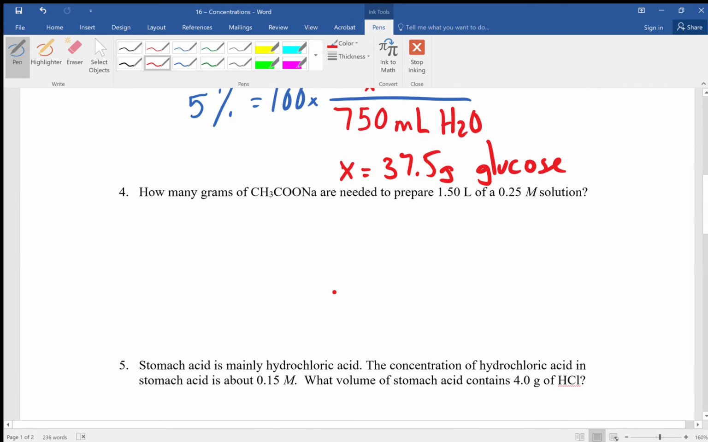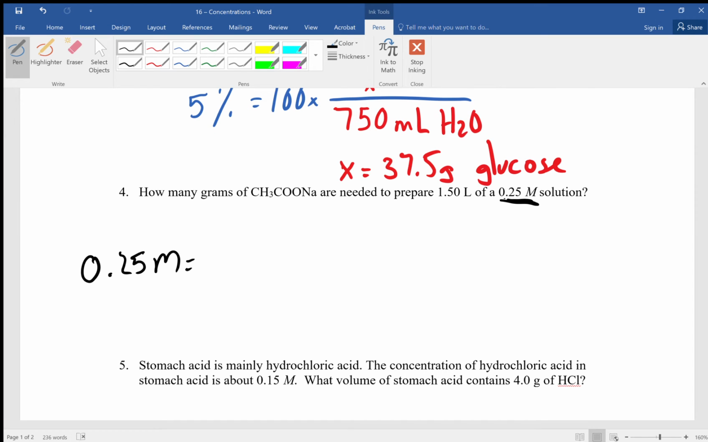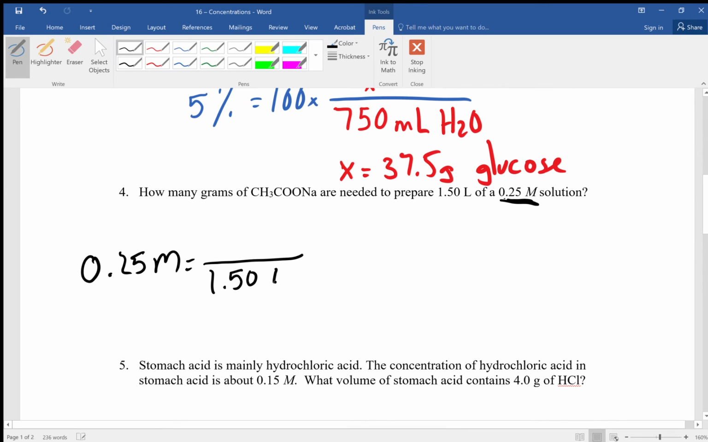All right, the next couple questions, we're going to go back to molarity. Again, that's the one we use most often. But here I'm not asking you to calculate the molarity. The molarity is already given to you. And what I want to know here is the amount of the solute that we need. So we know the volume of the solution, that's also given. But I'm asking how many grams of the solute.